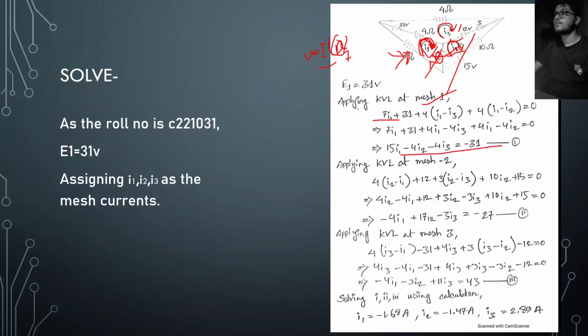Applying KVL in mesh 1, we get one equation; we will get two more equations by applying KVL to the other meshes. Then after solving these 1, 2 and 3 equations, we will get our I1, I2 and I3. So this is our mesh analysis.